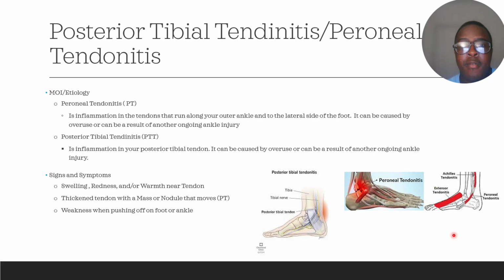Next, we have posterior tibial tendinitis and peroneal tendinosis. These two injuries are kind of similar, but also vary in what is affected. For peroneal tendinosis, it's inflammation in the tendons that run along your outer ankle and to the lateral side of the foot. So as this image states here, on the lateral side of the foot, the tendon here is inflamed.